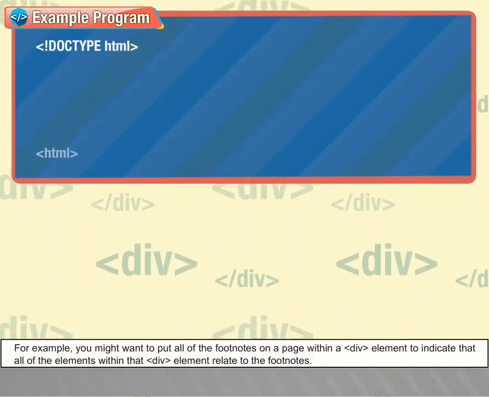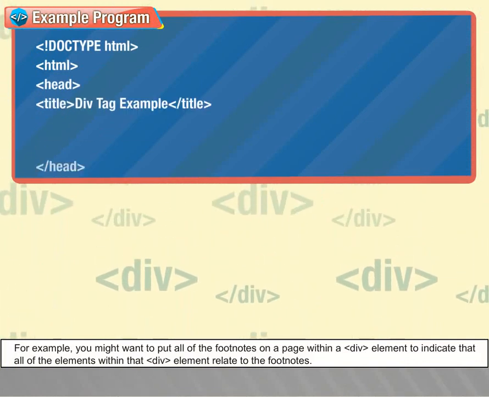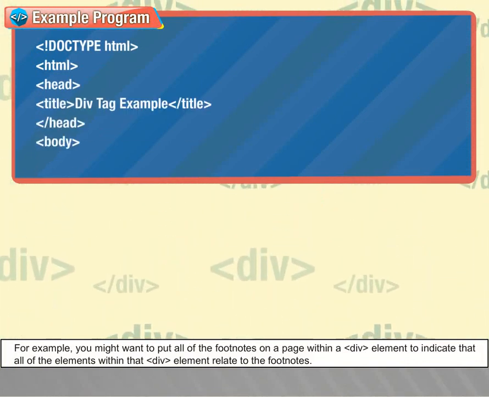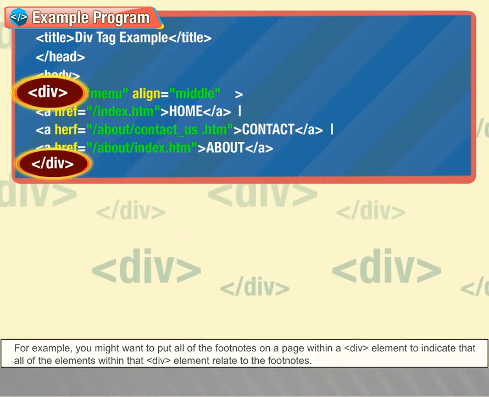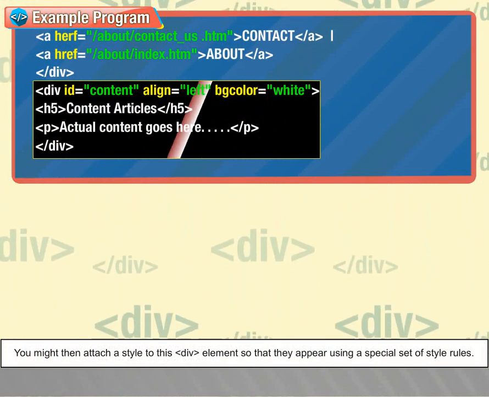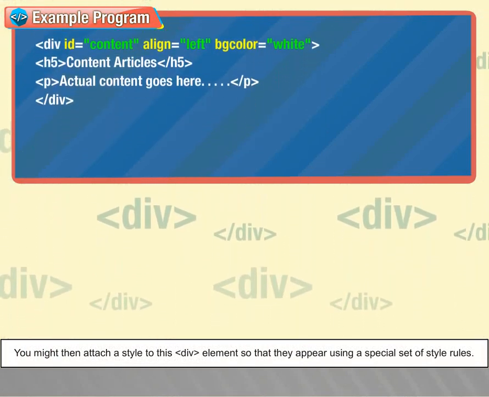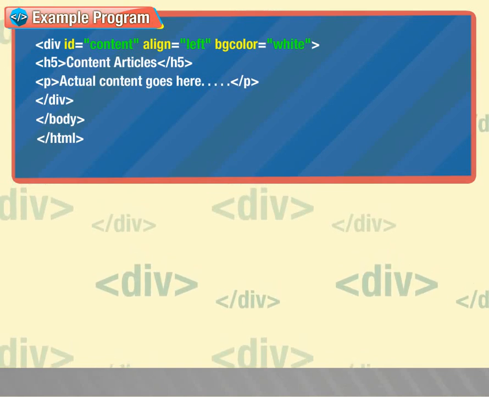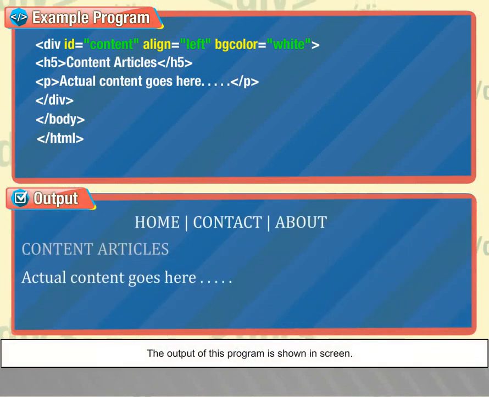For example, you might want to put all of the footnotes on a page within a DIV element to indicate that all of the elements within that DIV element relate to the footnotes. You might then attach a style to this DIV element so that they appear using a special set of style rules. The output of this program is shown in screen.